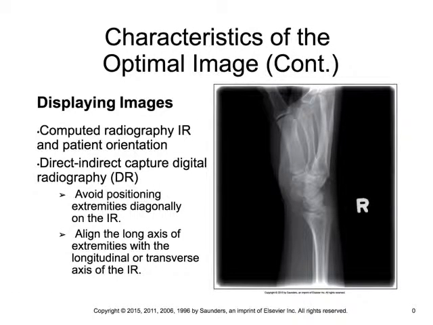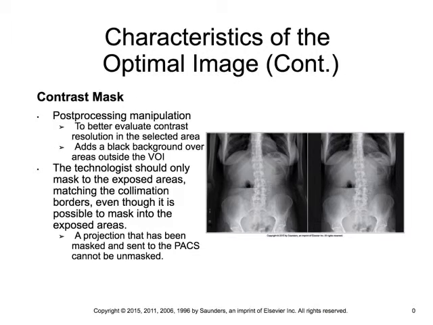Now, there are a number of things that have changed with the advent of computed radiography and digital radiography and image evaluation. In the past, we would orient image receptors at an angle to longer pieces of anatomy. But for the most part now we want to align our anatomy with the long axis of the image receptor, and that's true for both CR and DR.